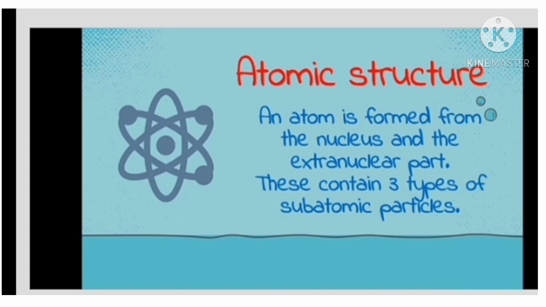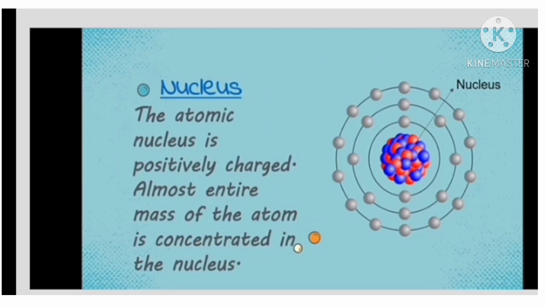The atomic structure: an atom is formed from the nucleus and the extranuclear part. It contains three types of subatomic particles. First, the nucleus. Second, the extranuclear part, which contains the third, the electron.